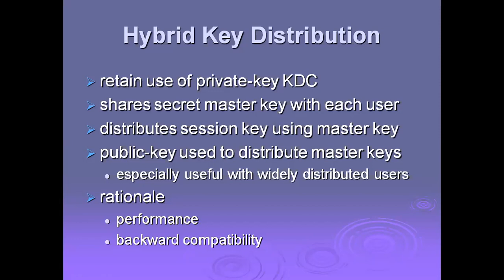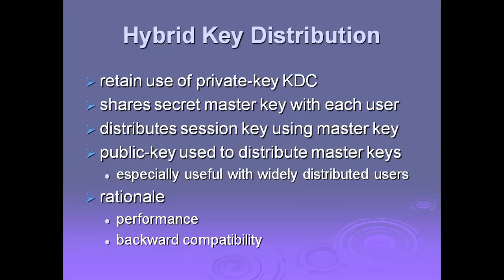Public keys are used to distribute master keys. Once again, public keys are very helpful here, and they can deploy the master keys. This is especially useful for widely distributed users, and for performance and backward compatibility. So hybrid key distribution means private keys, public keys, master keys and session keys are all involved. All types of keys are involved. This is nothing but hybrid key distribution. When you see the secret key, that is the master key, and next the session key, then the public key, and the private key may also be used.